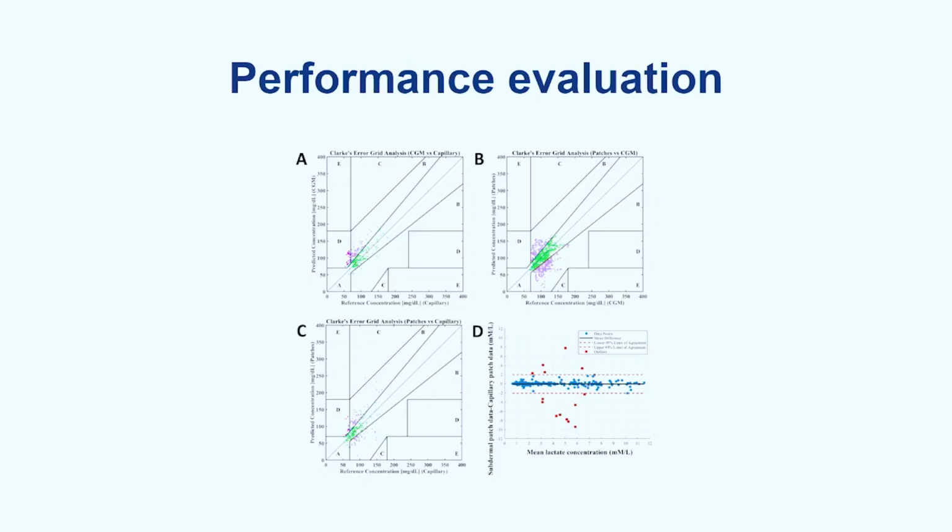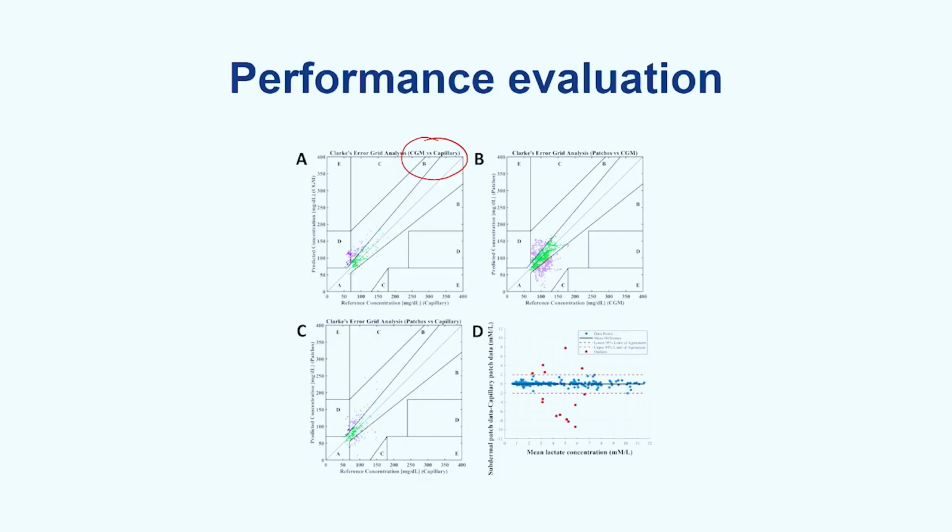So now if you look at the performance evaluation, the performance looks much better. You have a lot more points. All the points are in zones A and B. This is a comparison of CGM versus capillary. I deliberately put this here. CGM is a commercially available device. Capillary blood measurement using a blood glucometer is a commercially available device.